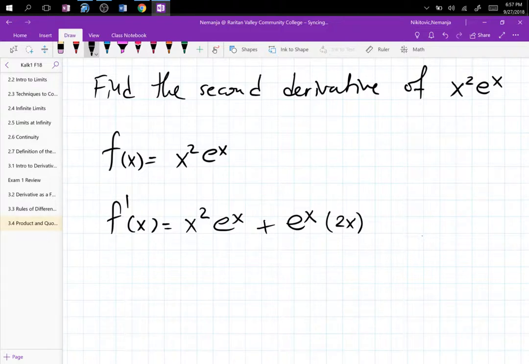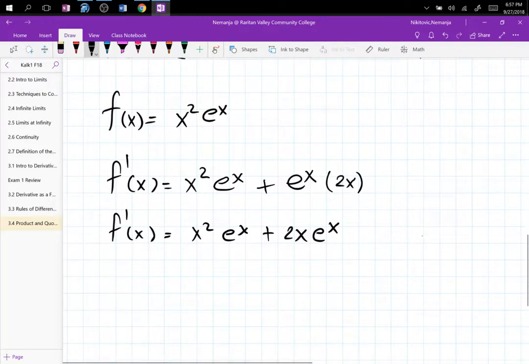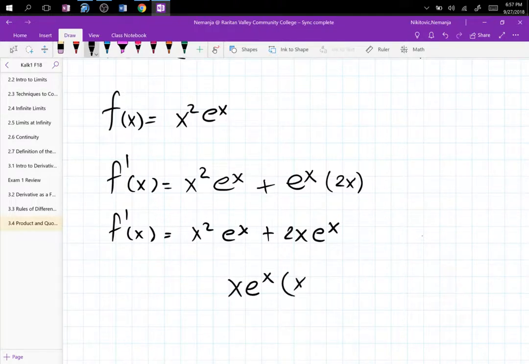So now we have f prime of x equals x squared e to the x plus 2x e to the x. Now we clearly see that we can factor x e to the x. And I'm going to do it, but I'm going to erase it. Why am I going to do it first? So you can actually see that you will have e to the x times x plus 2.